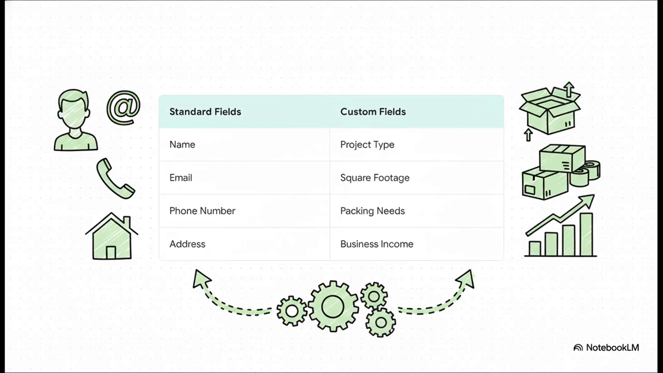So just look at the difference here. On the one hand, you have the standard stuff, name, email, phone. But on the other side, that's where you make it your own. If you're a moving company, you can create fields for square footage or packing needs. A business consultant, you can track a prospect's income criteria. And here's the game changer. You can then use that data to trigger super specific automations. Imagine automatically sending a large move prep guide to anyone who enters over 2,000 square feet. See how powerful that is?